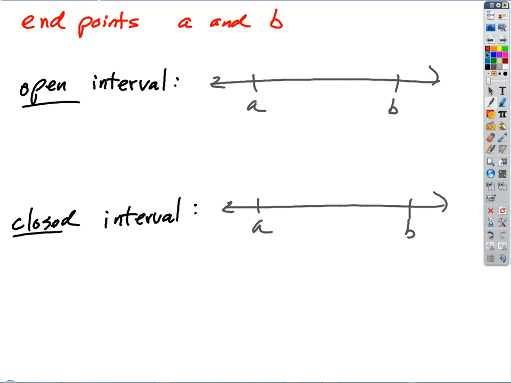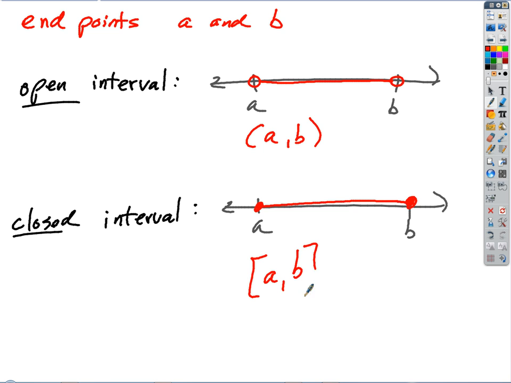Very good. So on an open interval, we're not including the endpoints. On a closed interval, we are. So it's going to be in parentheses if it's open. If it's open, we'd write it like this. If it's closed, we'd write it like that. It takes a little more ink to draw the square brackets because we have to fill in the little top.